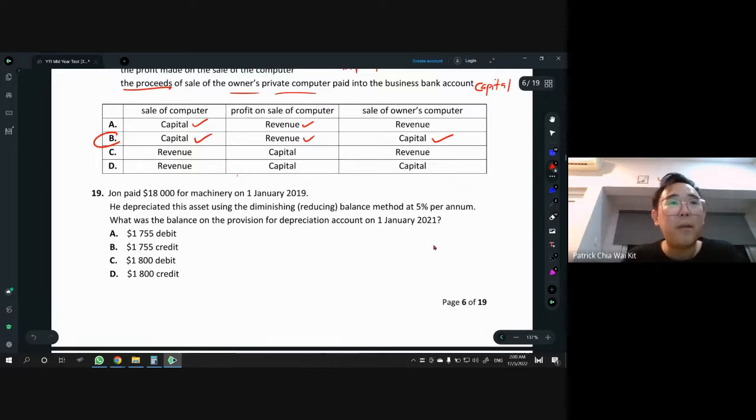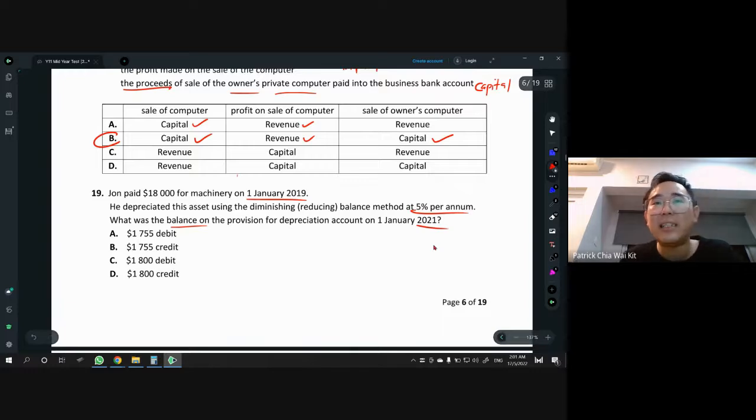Question 19, we have John paid 180,000 for machinery on 1st Jan 2019. Okay, we bought this machine in January 2019. Then he depreciates this asset using the reducing balance method, diminishing also means reducing, at 5% per annum. Per annum is 1 year, 5%. Now, the question asks us, what was the balance on the PFD, the provision for depreciation account, on 1st January 2021.